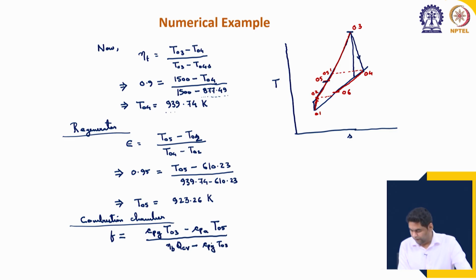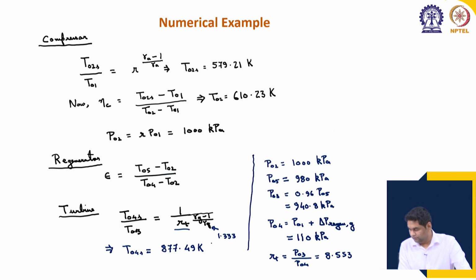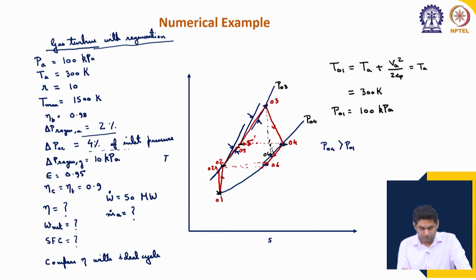So, the calorific value is given as 45, I think it was already mentioned, or I forgot to mention here. The calorific value is 45 megajoule per kg.